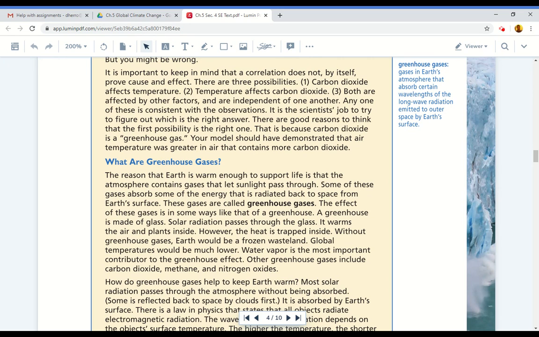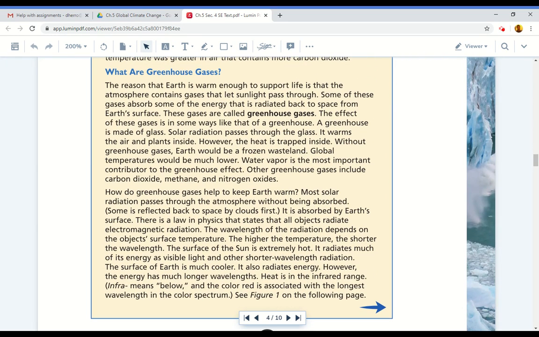It is the scientist's job to try to figure out which is the right answer. There are good reasons to think that the first possibility is the right one. That is because carbon dioxide is a greenhouse gas. Your model should have demonstrated that air temperature was greater in air that contains more carbon dioxide.